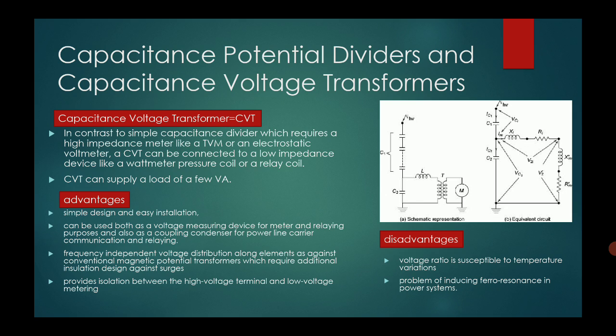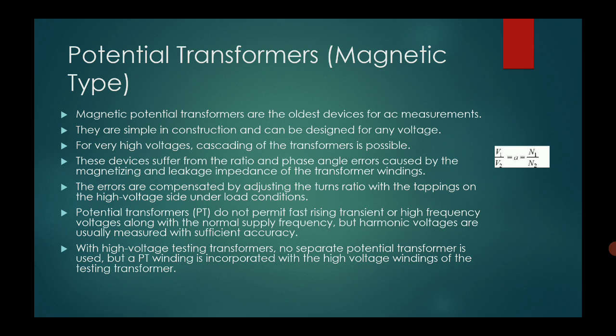Now its disadvantages: the voltage ratio is susceptible to temperature variation, and there is the problem of inducing ferroresonance in the power system. So these are certain disadvantages for the capacitance potential dividers and capacitance voltage transformers.